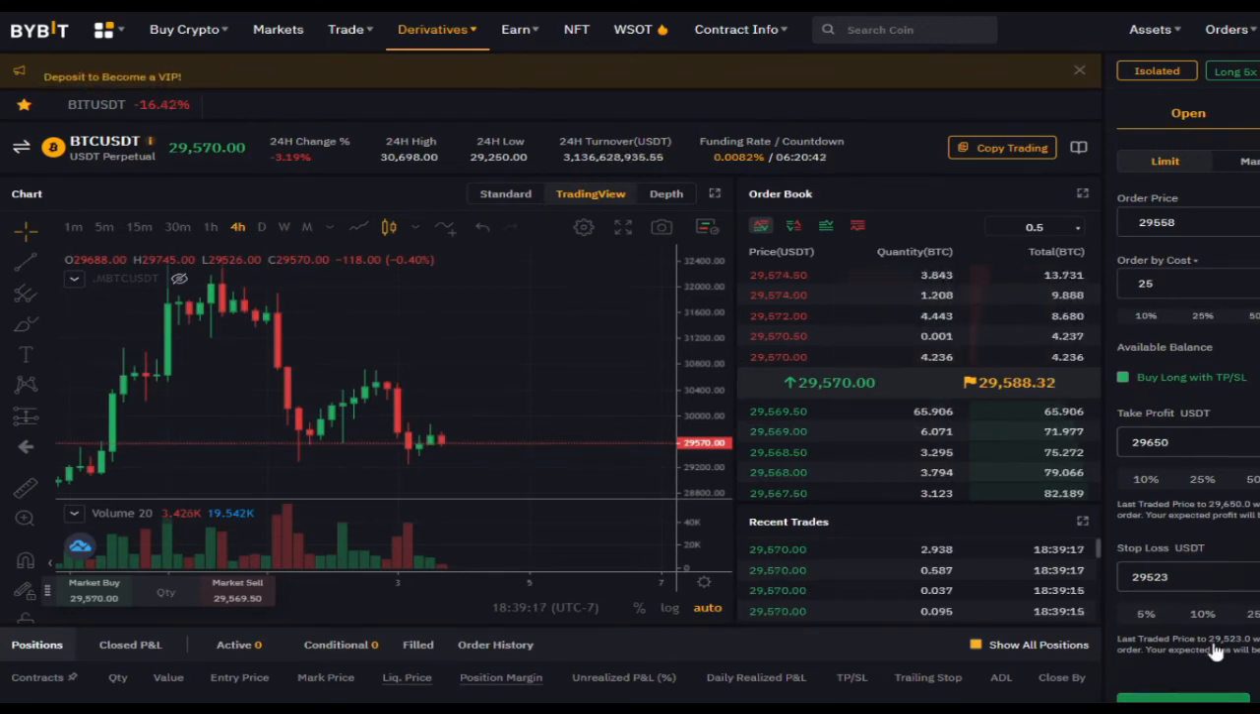So let's go ahead and put in this trade. We're going to open this long. So 29,558 is the price we need to get to. Let's see if we can get there. Open long.